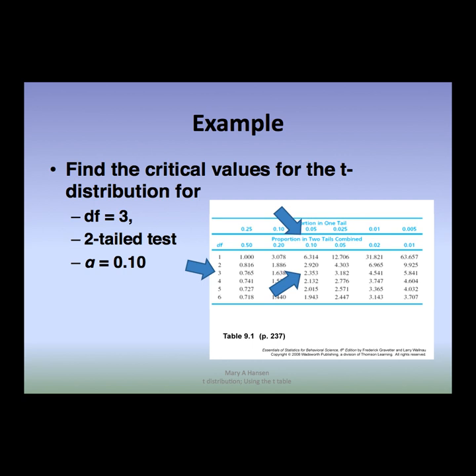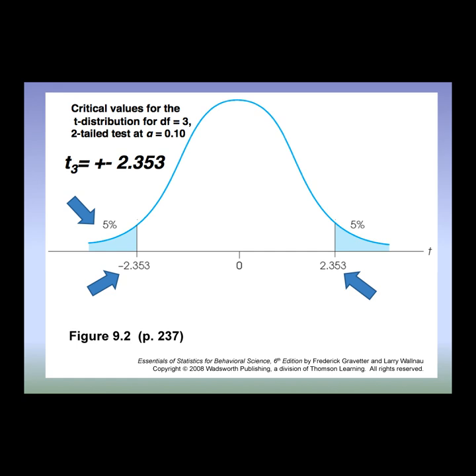So we want to look down the alpha equals 0.10 column and across the degree of freedom row to see that the critical values for this two-tailed t-test would be plus and minus 2.353. That is, the score of negative 2.353 has 5% of the data to the left of it. The score of positive 2.353 has 5% of the data to the right of it. Therefore, the t-critical values for the t-distribution with 3 degrees of freedom, looking at a two-tailed test at alpha equal 0.10, are plus and minus 2.353.